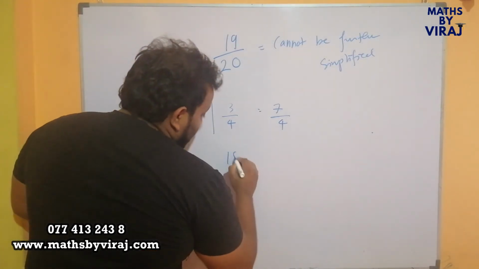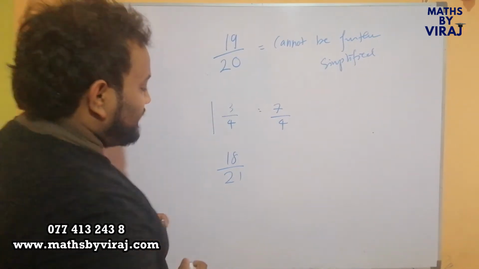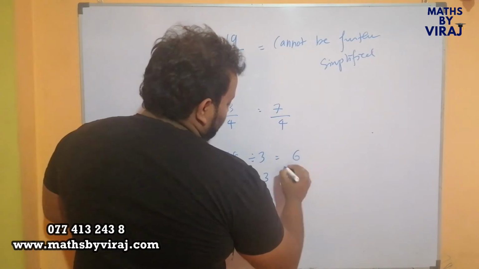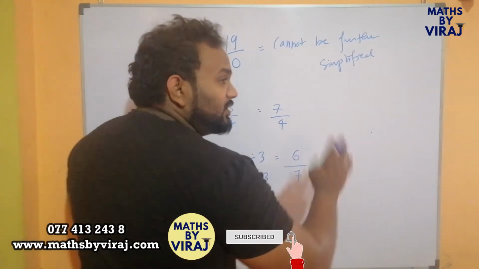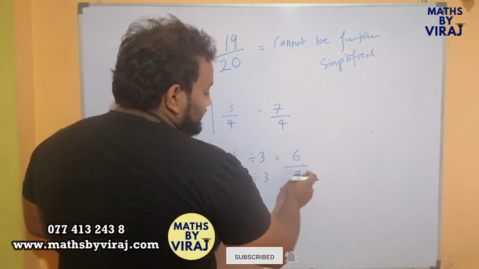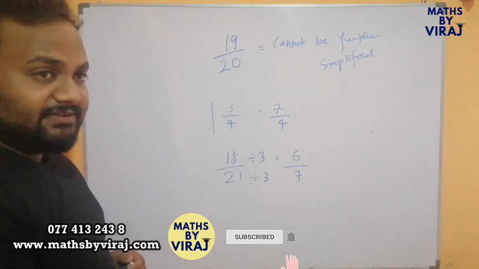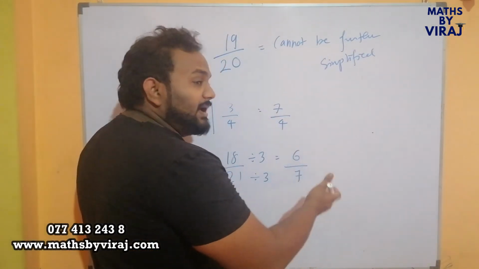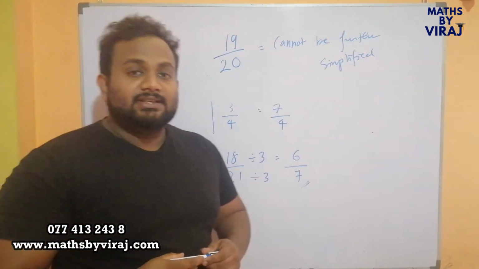If you have 18 over 21, yes, this can be simplified. Why? Both top and bottom are divisible by 3. Therefore, the answer is 6 over 7. But can you further divide this? No, you can't, because 7 is not divisible by any other number other than 7. 6, on the other hand, you can't divide by 7. Therefore, the final answer is 6 over 7.